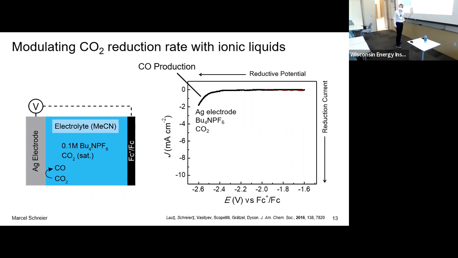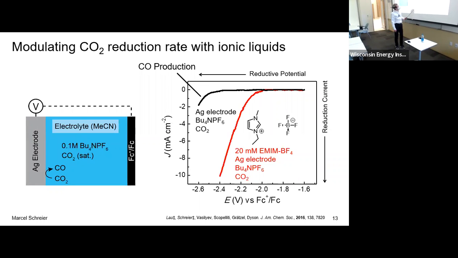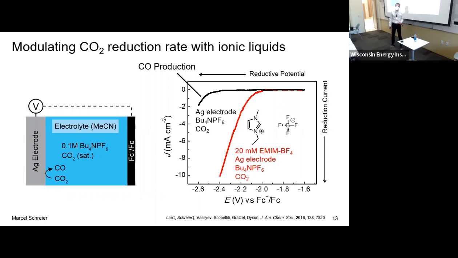Things get interesting, however, when we add an ionic liquid to this solution. If we add a very small amount, so 20 millimolar of ethyl methyl imidazolium tetrafluoroborate, which is an ionic liquid, we find that the reduction, so the transformation of carbon dioxide to carbon monoxide, now occurs at a significantly decreased driving force. So we need to go to significantly less extreme conditions to transform carbon dioxide to carbon monoxide at even a higher rate. So this is something that had already been observed in the literature when I did this experiment.